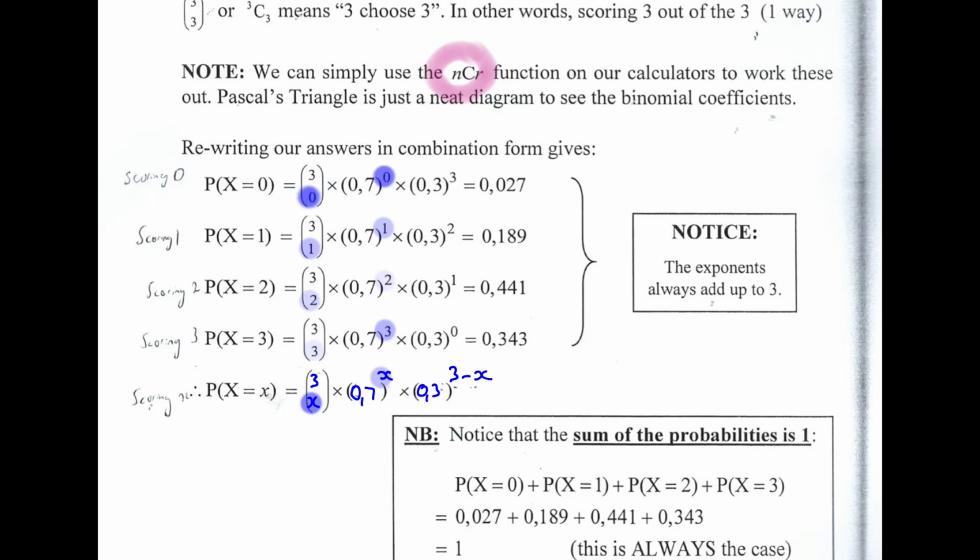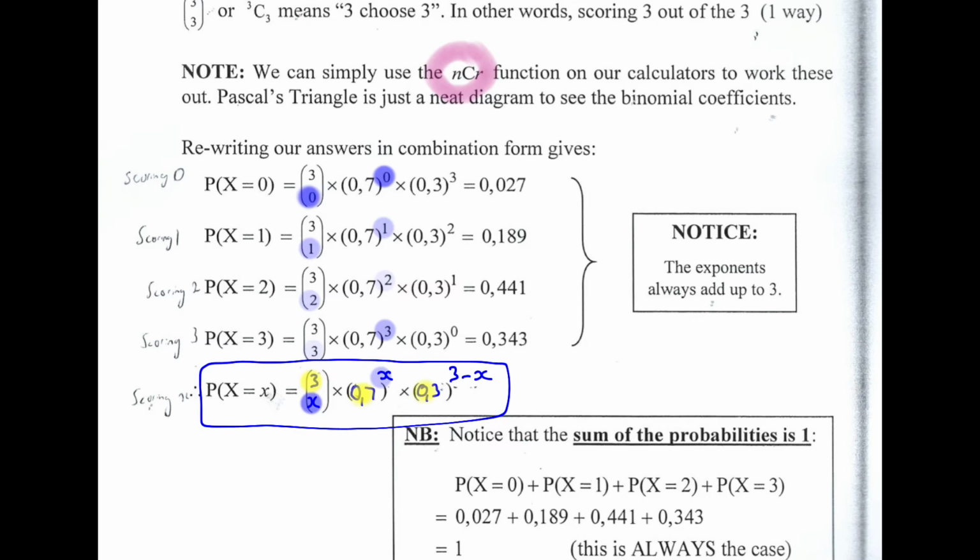Okay, so what you have here now is a general formula for this particular example. Why I say this particular example is because the 3, the 0,7 and the 0,3 are unique to this particular example. There were 3 trials. The success of her scoring was 70%, and the failure of her scoring, in other words, her missing, was 30%. Okay?